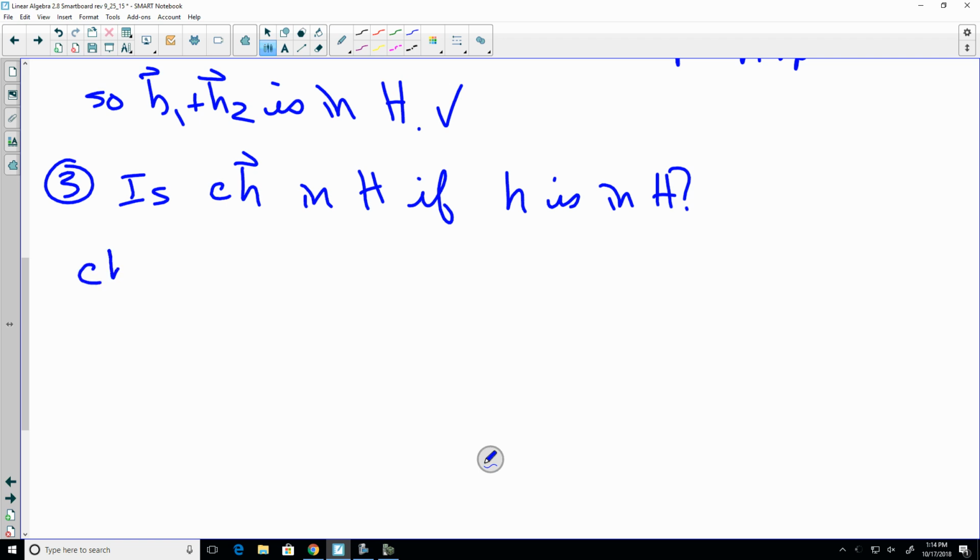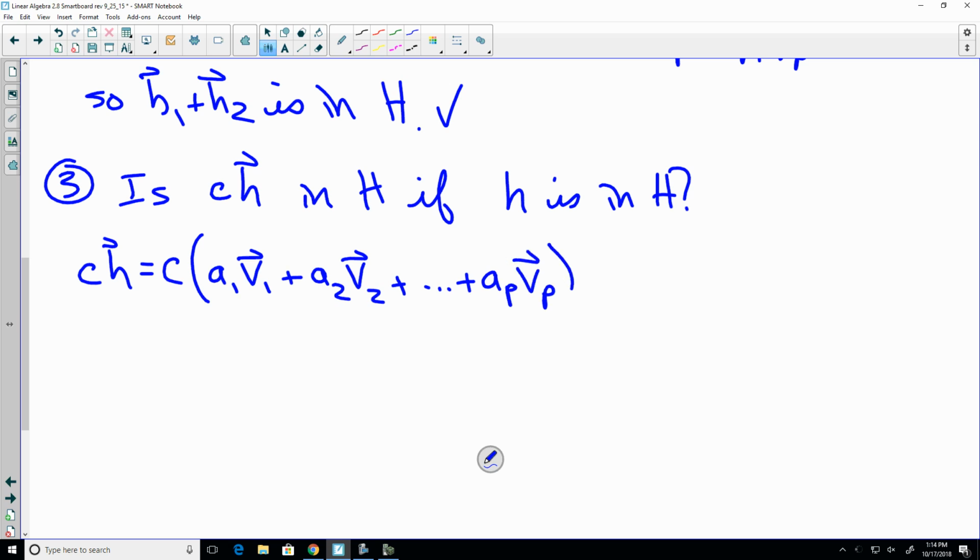So C times h is C times, and I'm going to write h as a linear combination of the vectors v1 to vp. So I'll call it a1 v1, a2 v2, all the way to the end.